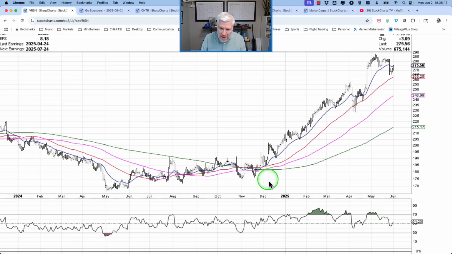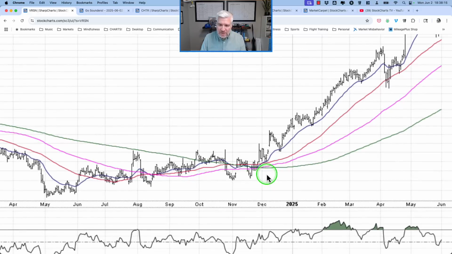But look at when the moving averages are finally in the proper order. It's right around Thanksgiving of last year when the 20-day EMA finally breaks above the 50-day. And then we once again have the 20-day above the 50-day, above the 100-day, above the 200-day. Right there is where the moving averages are in the proper order.